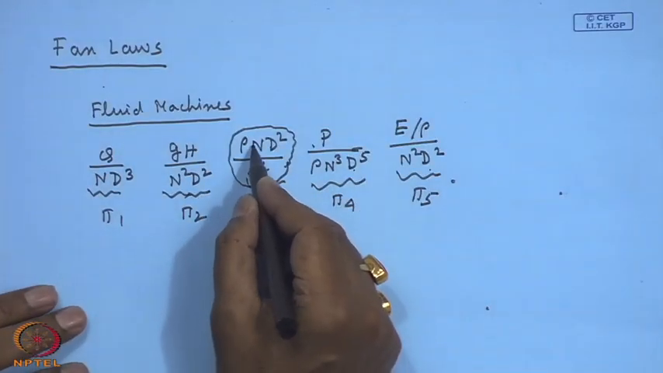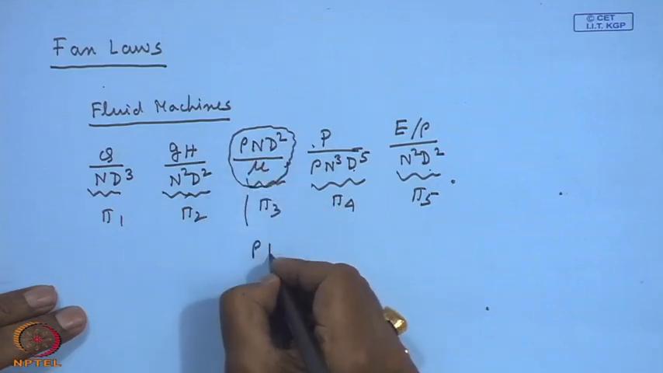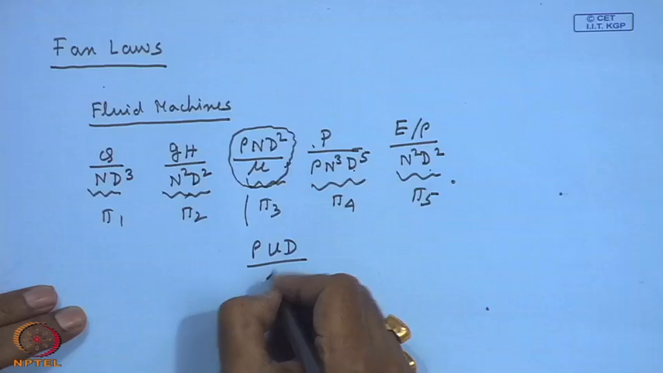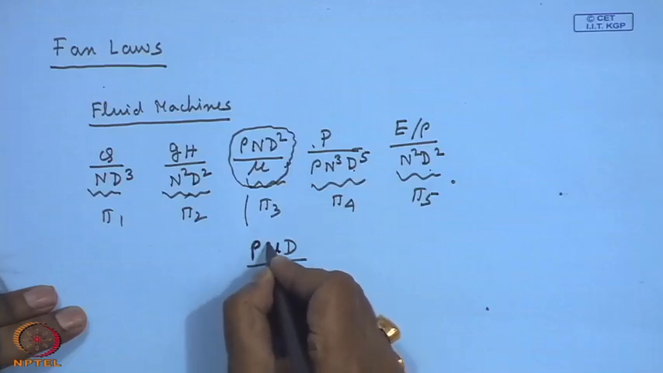But this term I tell you, as you know, represents a sort of Reynolds number, because rho n d is the velocity u, so u d by mu. That means this u is the peripheral speed, so it is a Reynolds number based on peripheral speed.